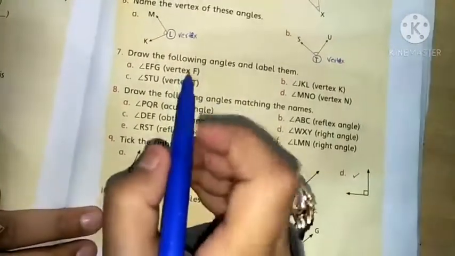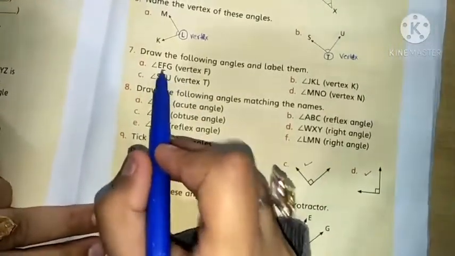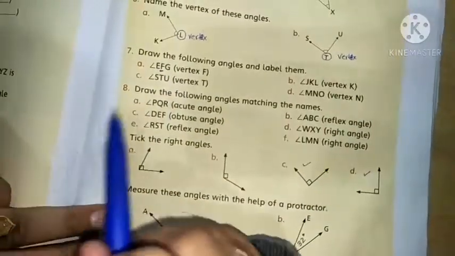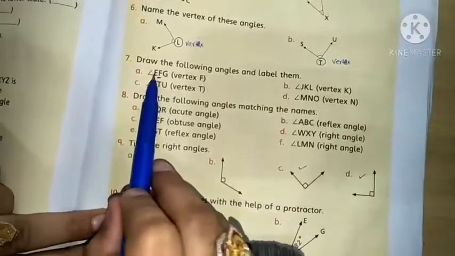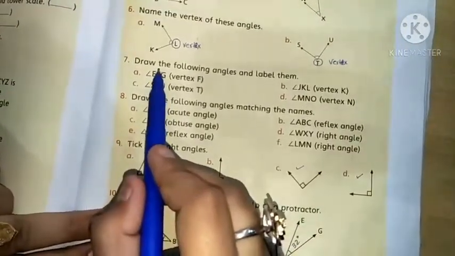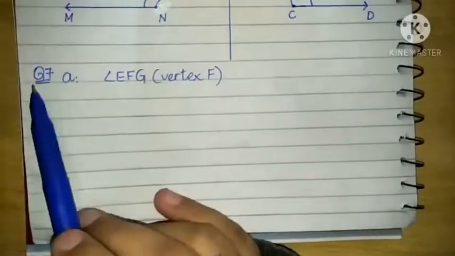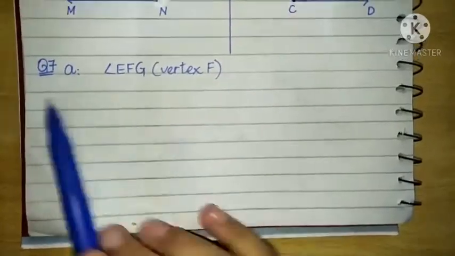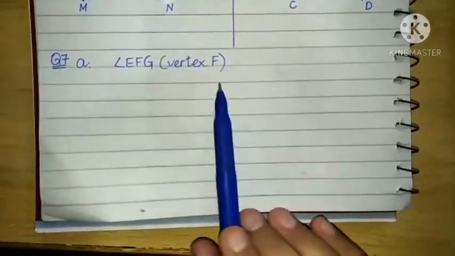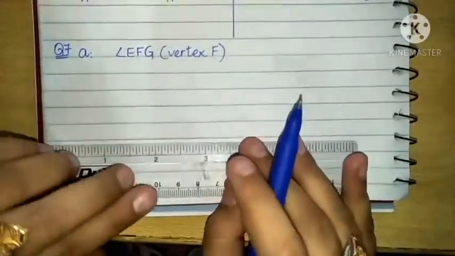Vertex F. So the book publisher or the book writer is saying that you have to consider F as a center to make an angle. So whenever we make angle EFG, we have to consider F as the central part. Let's do this. I'm going to do question number 7 part A, EFG, vertex F. So first of all, we have to give F as the central name.